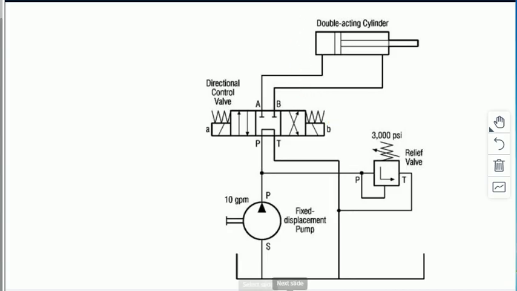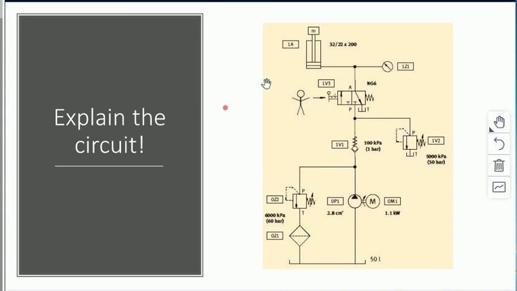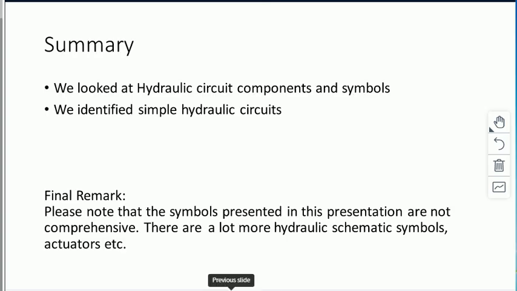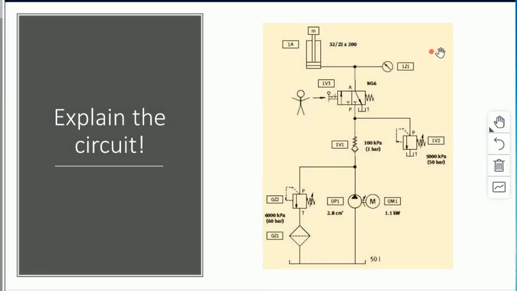Right. Next one. Explain the circuit. Is this the last one? Yeah, it's the last one. Let's go back, have a quick look at the circuit. I'll give you a moment to go through the circuit. Now, obviously you haven't got all the diagrams with you, so it's a little bit harder to analyze what's going on here.